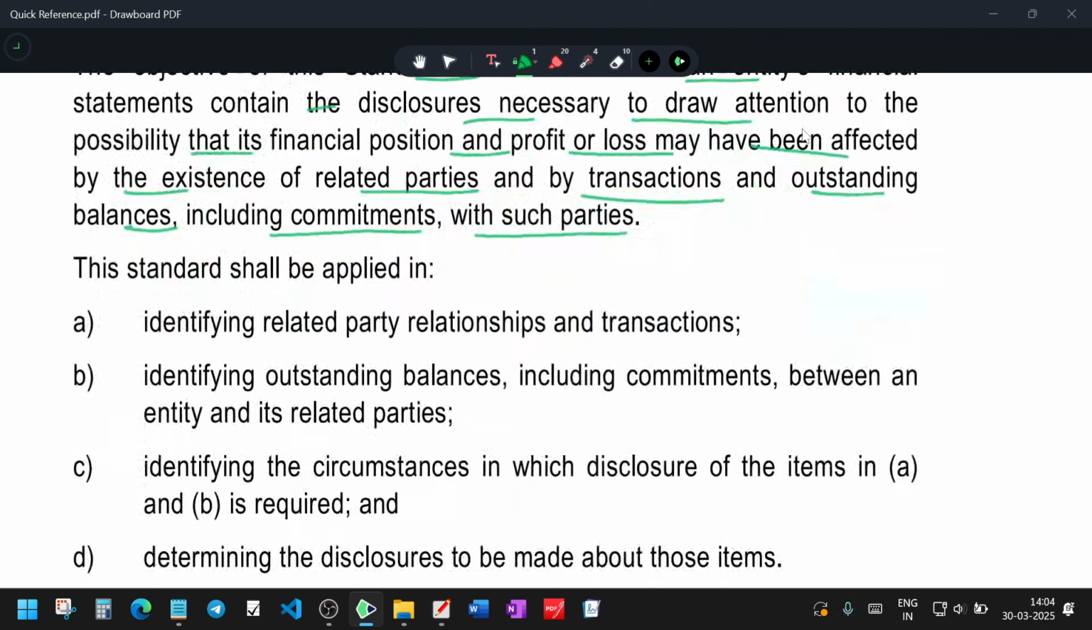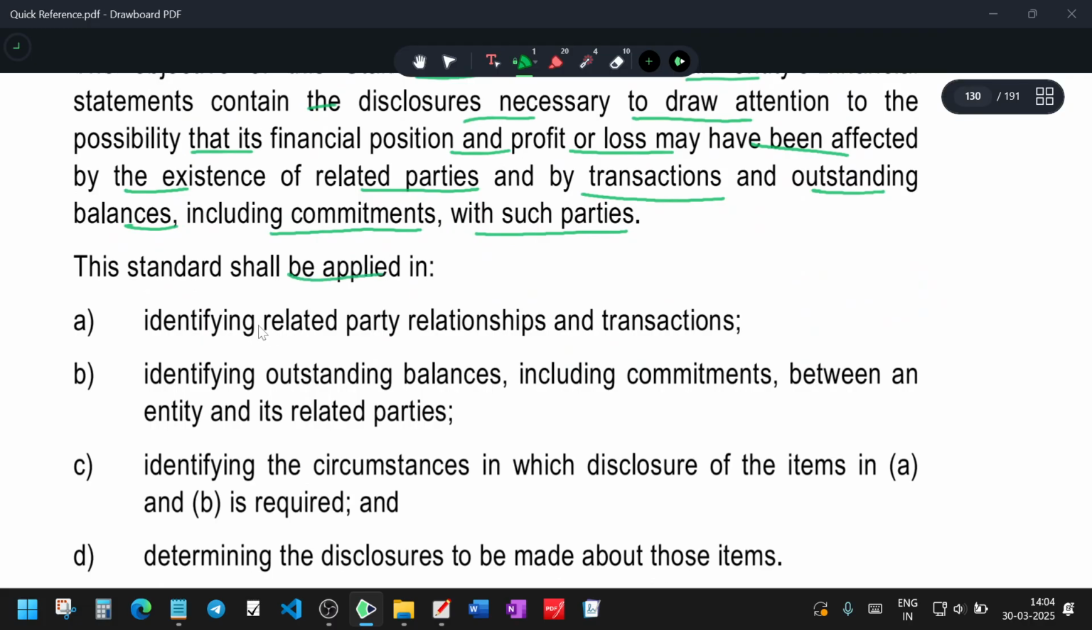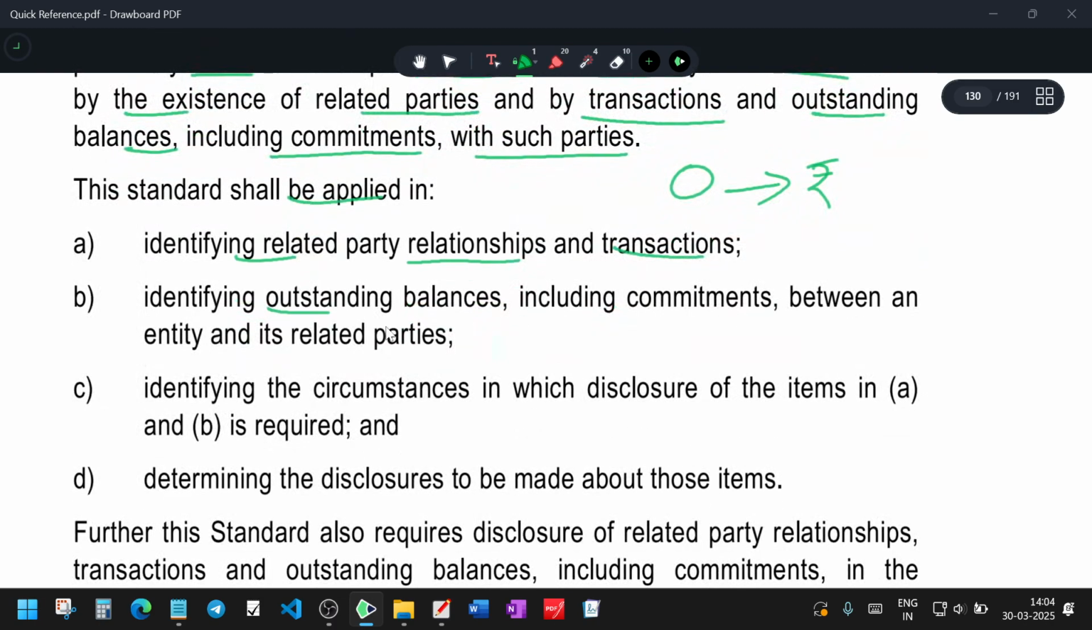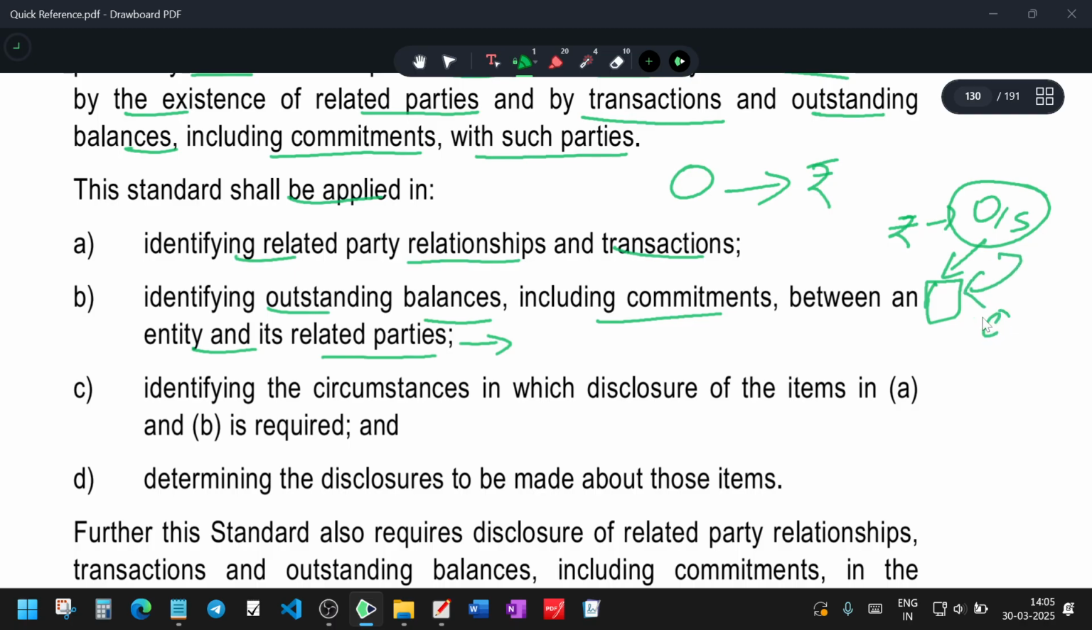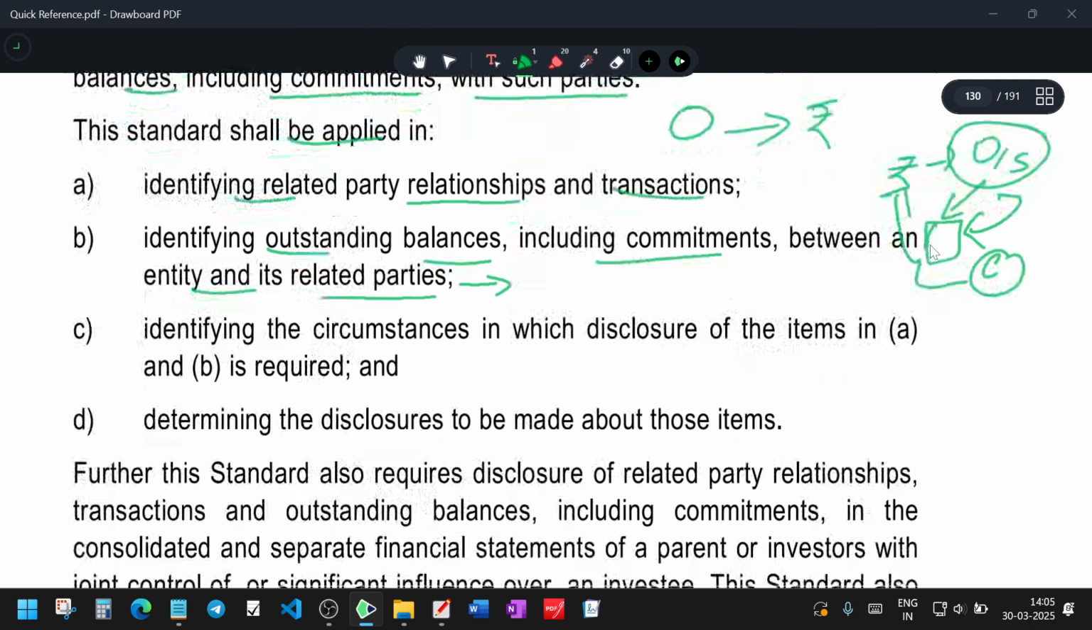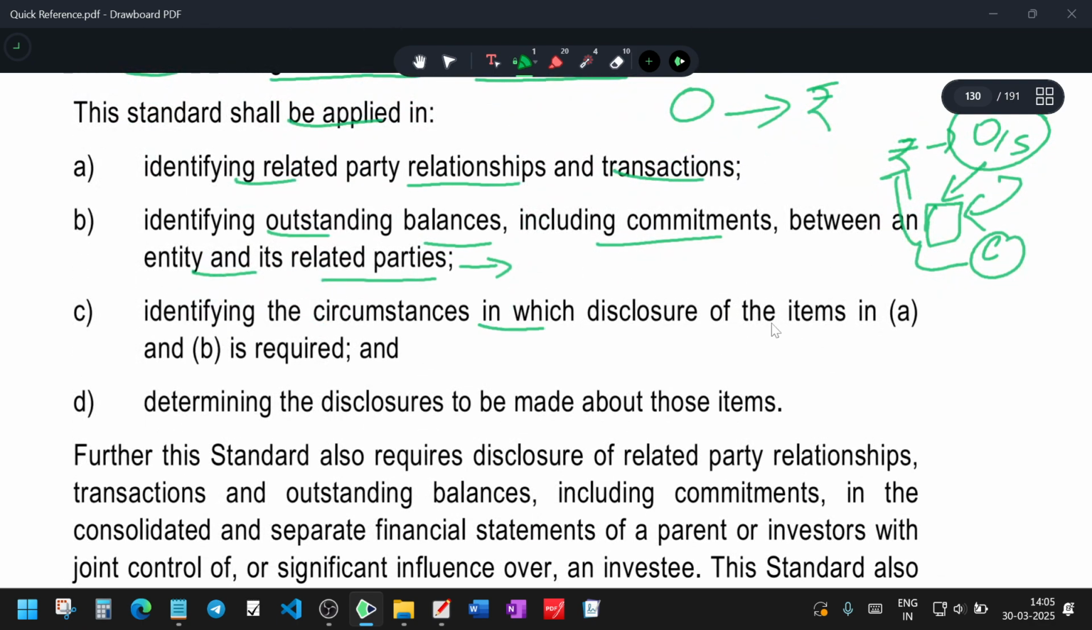So now we'll go into it. The standard shall be applied in identifying related party relationships and transactions: who are the parties, and what is the transaction between them. Identifying outstanding balances, including commitments, between the entity and related parties. What are the outstanding balances on the day? Whom is this outstanding from? What is the commitment between the company and this person? Everything we should see. Identify circumstances in which disclosure of the items in A and B is required.